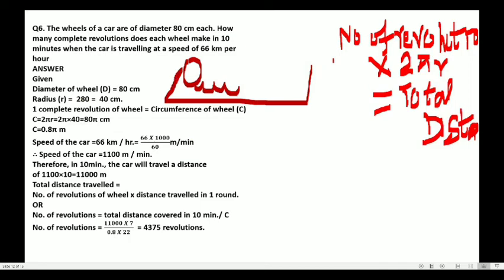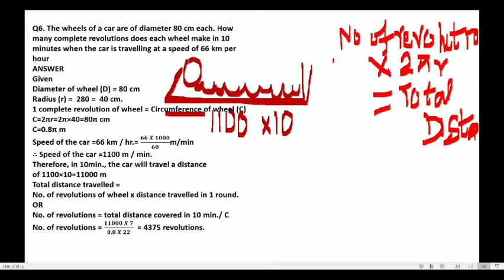I have drawn a field here. The total length of the field in 10 minutes is how much? 1100 into 10. This is the total distance. And this is how it is coming, like the wheel is rotating, taking 1 round, 2 rounds, 3 rounds, 4 rounds, and whatever the number of rounds. Let the number of rounds be n. N into 1 time circumference.